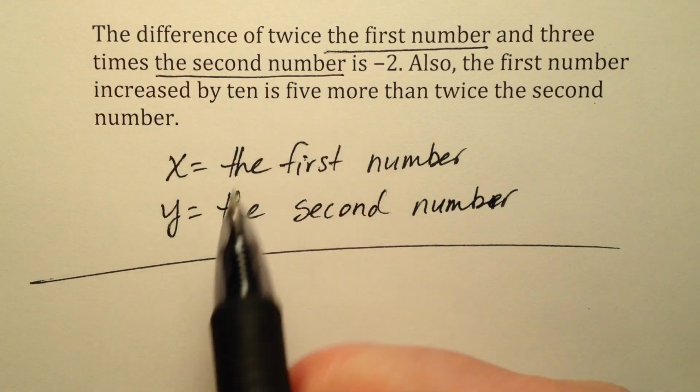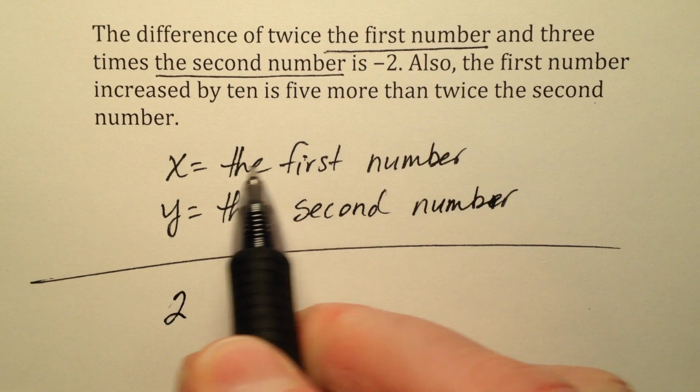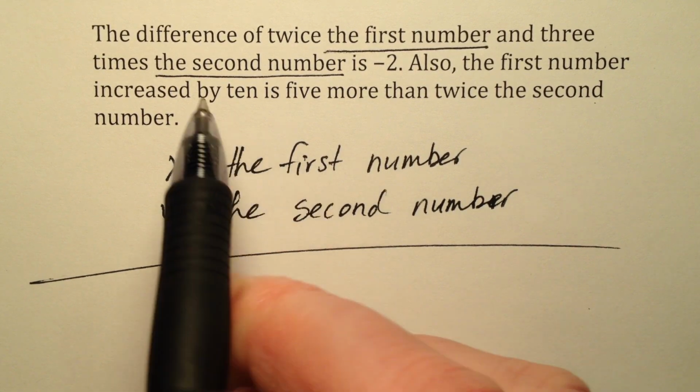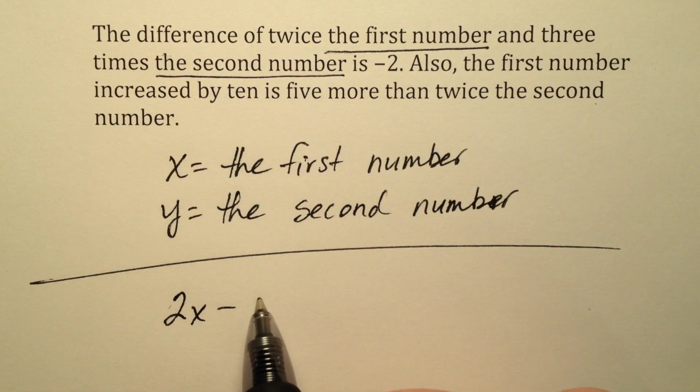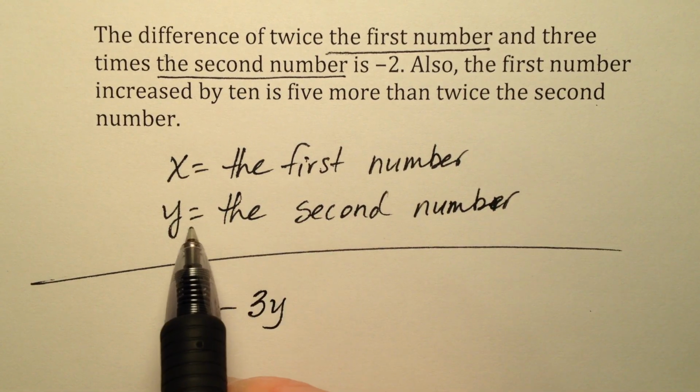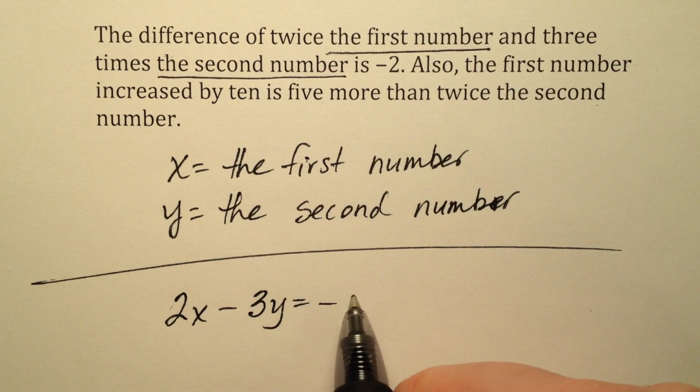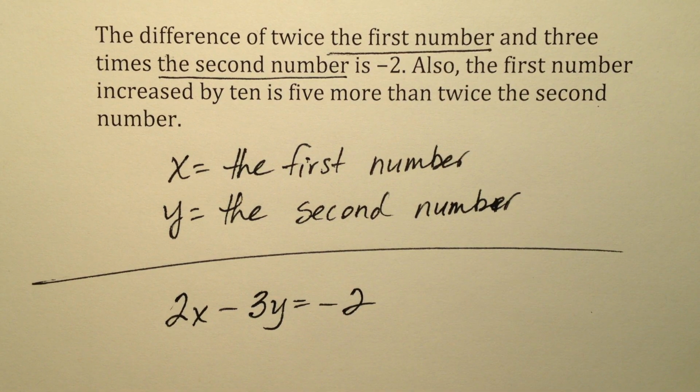So the difference of twice the first number, so twice the first number is 2x. And we're talking about difference, so we're going to subtract. And 3 times the second number, so 3 times the second number, which is 3y. And that difference is going to be -2.